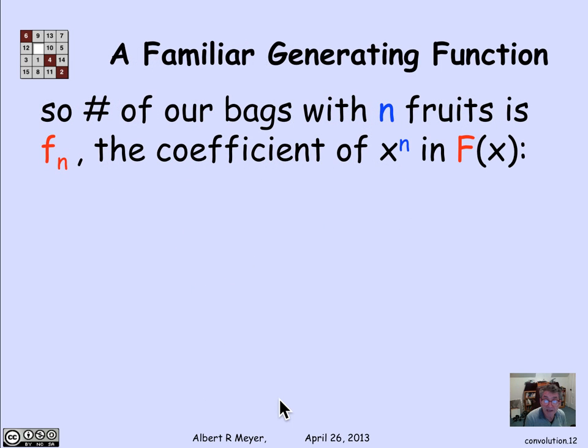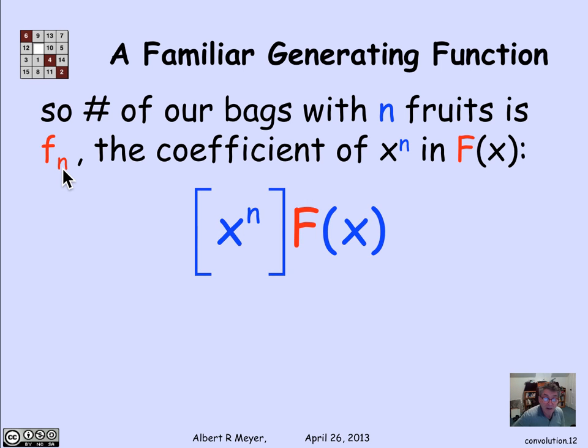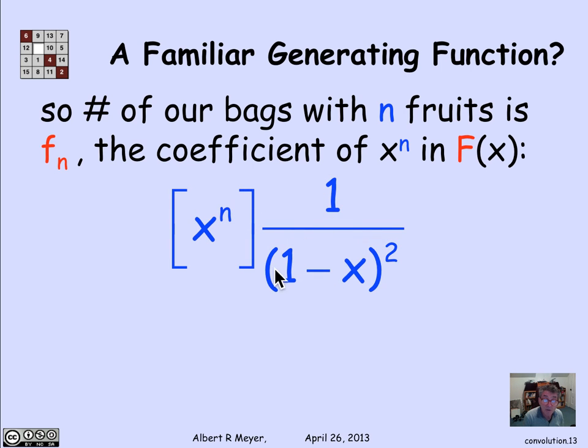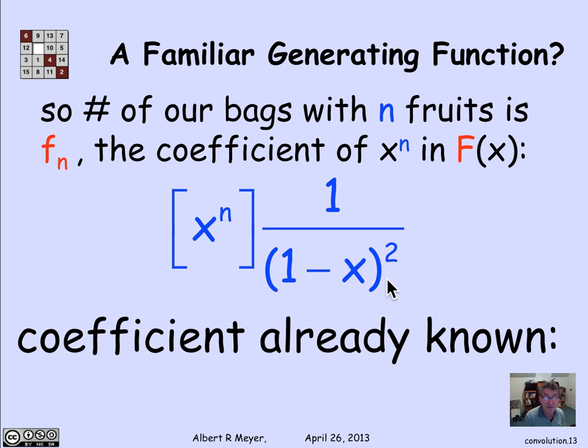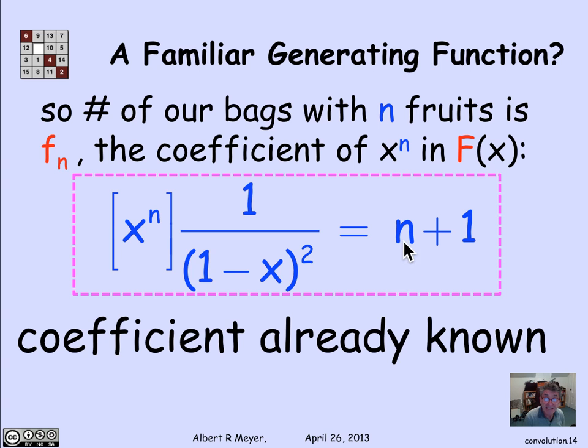Okay, how does this win? Well, it means then that the coefficient f_n of this generating function is the answer I'm looking for. The coefficient of x to the n in f, which we're calling f sub n, is the number of ways to select n fruits of the three kinds mixed together. In other words, using our coefficient notation, it's the coefficient of x to the n in f of x, where f of x is 1 over 1 minus x squared. But we worked this out in the last talk. We already know what this coefficient is. It's n plus 1.